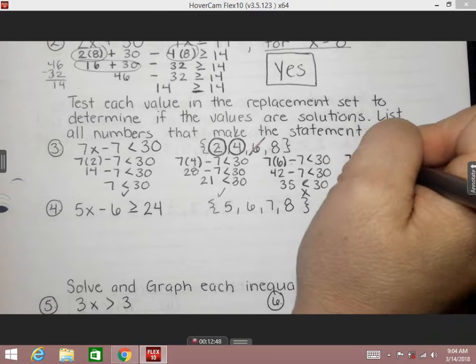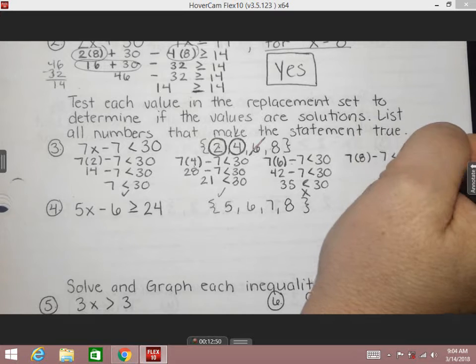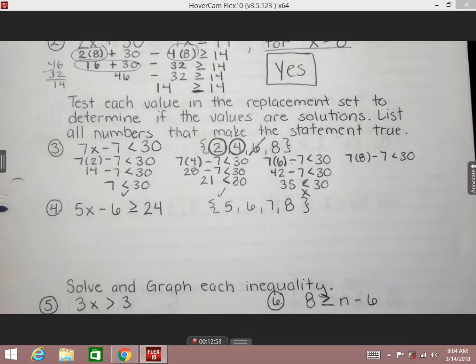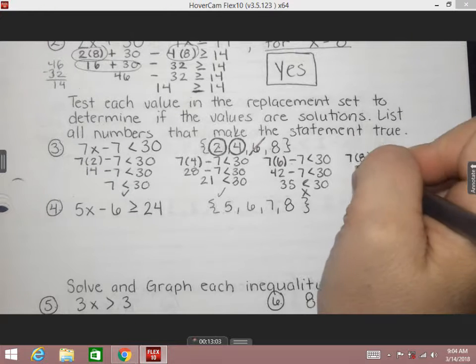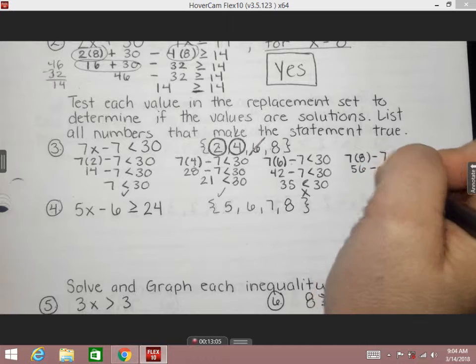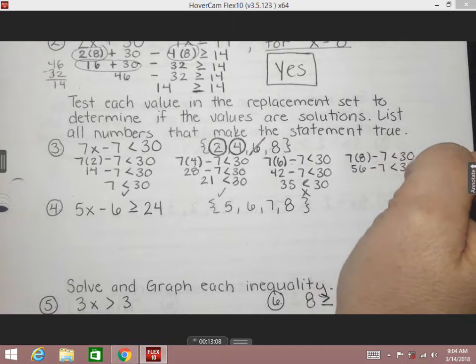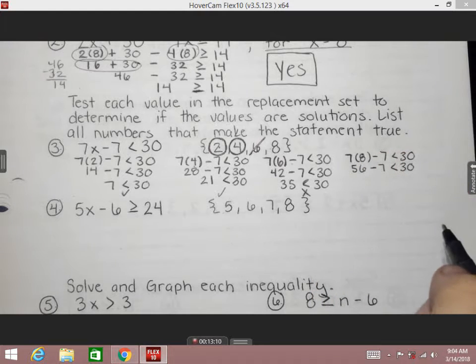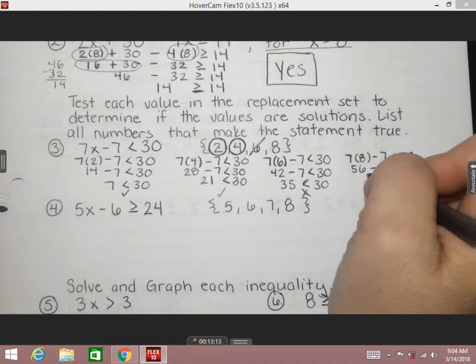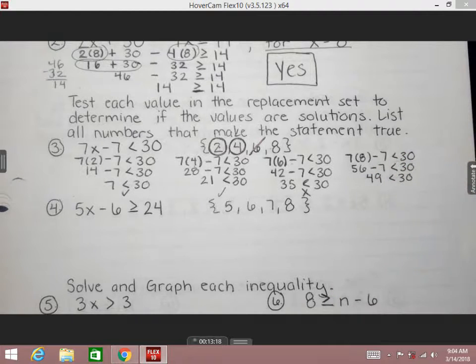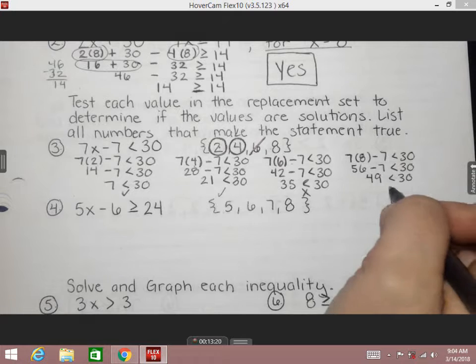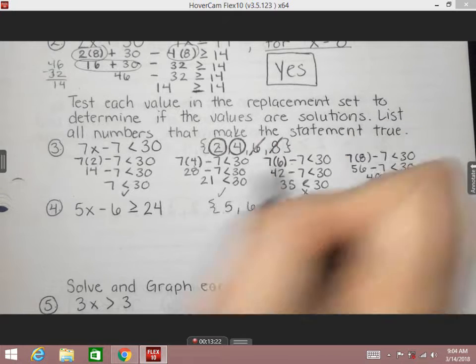All right, so I have 7 times 8 minus 7 is less than 30. All right, guys, these are a little time consuming. It's not because they're difficult. It's because we got to write down so much work. 7 times 8, what does that give me? 56 minus 7 is less than 30. And what is 56 minus 7? 49 is less than 30. Is 49 less than 30? No. Again, is my alligator eating the big number? No. So we're going to mark that out.